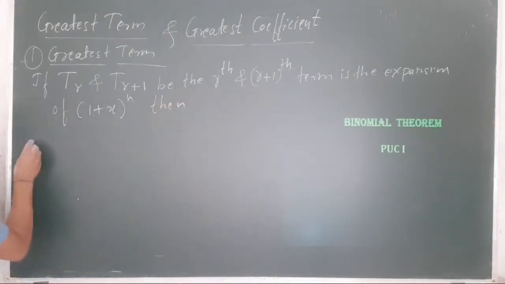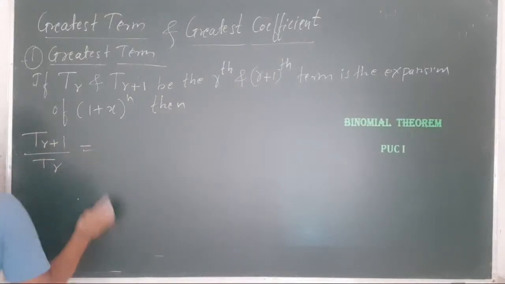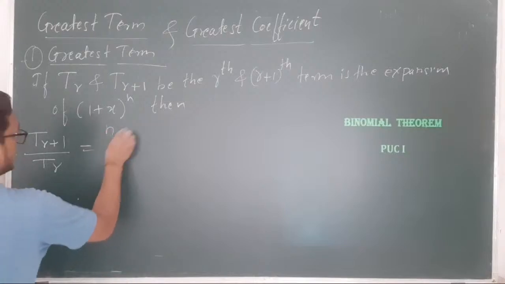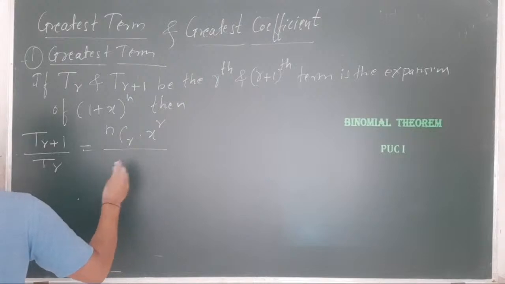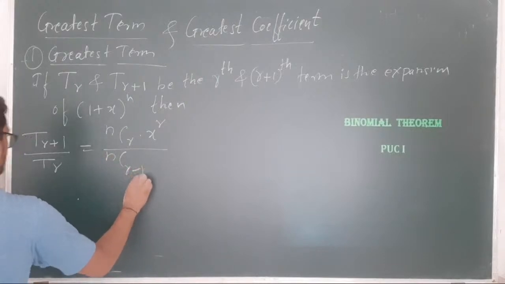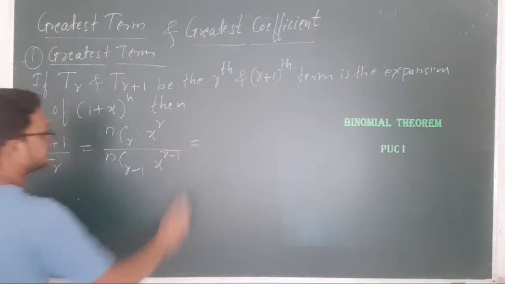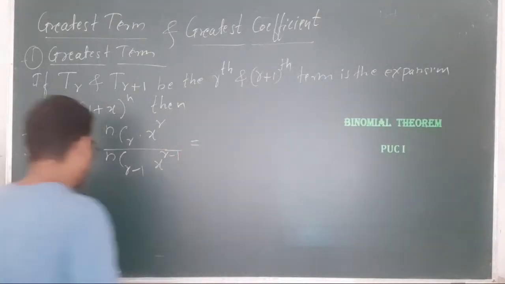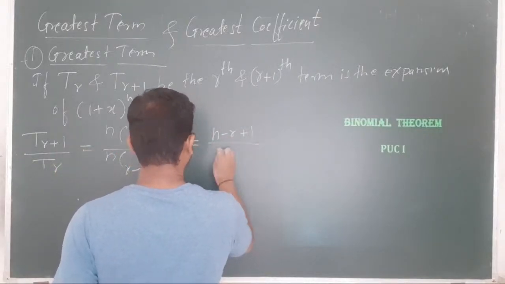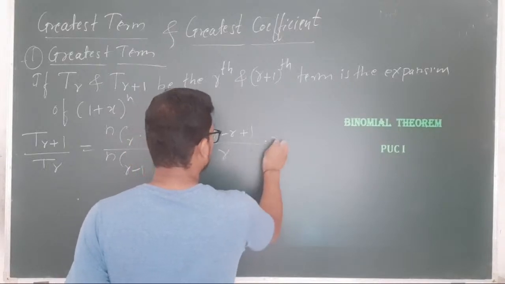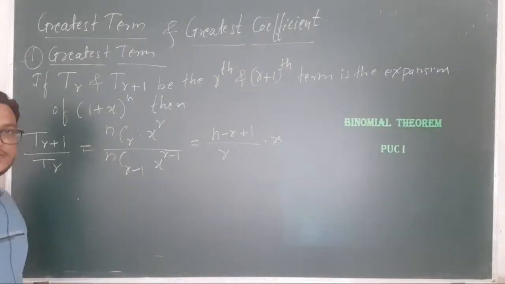then we have the result: tr plus 1 upon tr is equals to ncr into x to the power r divided by ncr minus 1 into x to the power r minus 1. Okay, and when you simplify this, you will get n minus r plus 1 divided by r into x. So you have to remember this result.